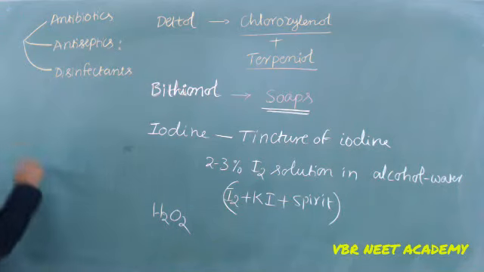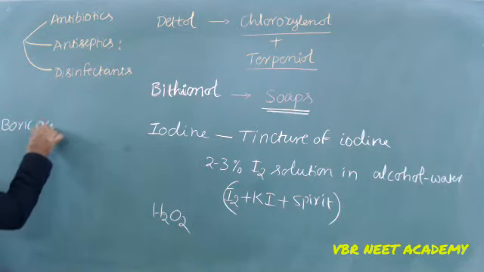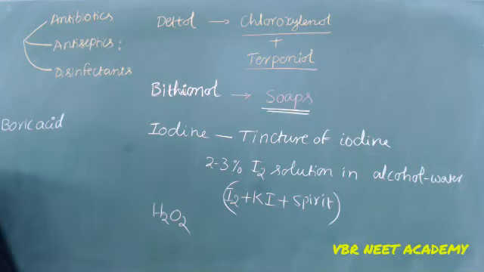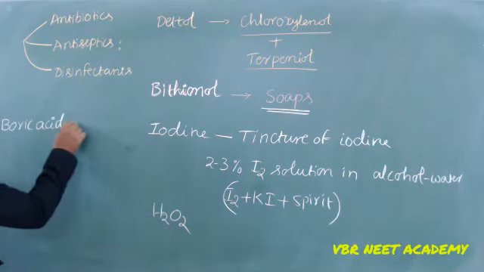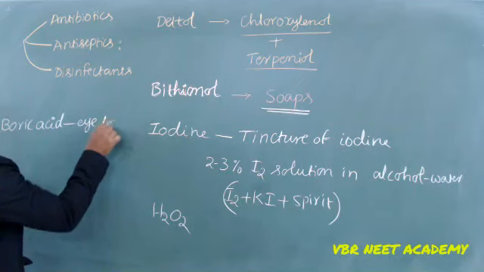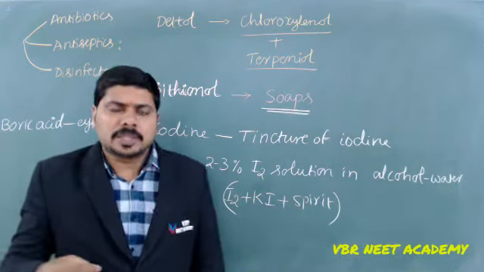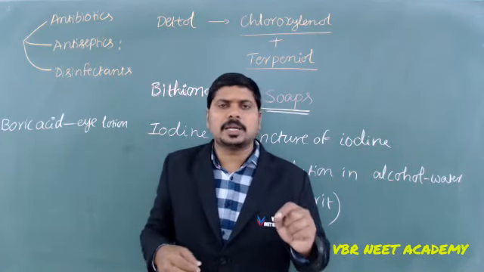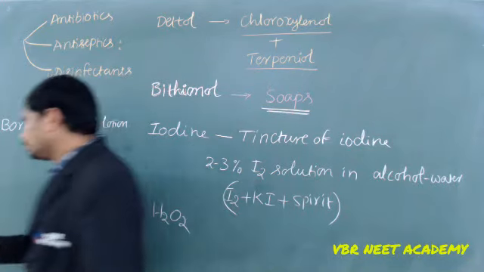And one more is boric acid. We have one more disinfectant, boric acid, which acts as a disinfectant in the case of eye lotion. This is also asked many times. Boric acid is an antiseptic. We use it in eye lotion, that is, eye drops. There we use the antibiotic boric acid. So that is also one of the best antibiotics we have.